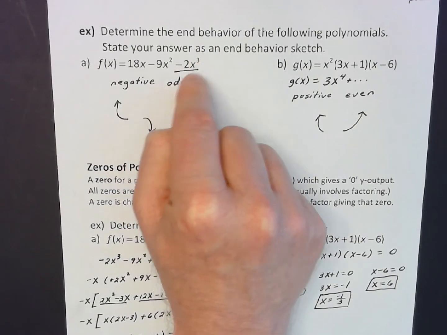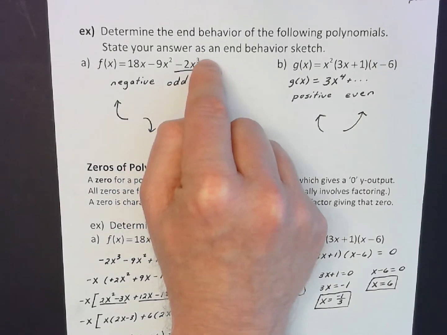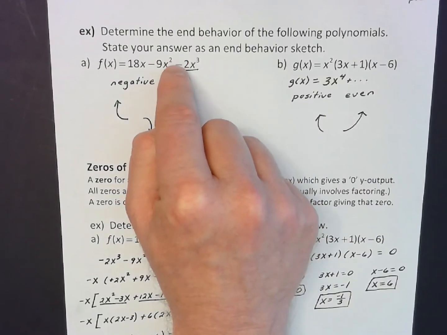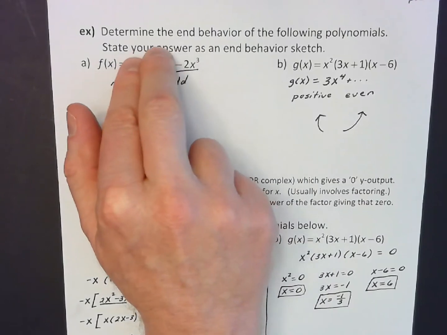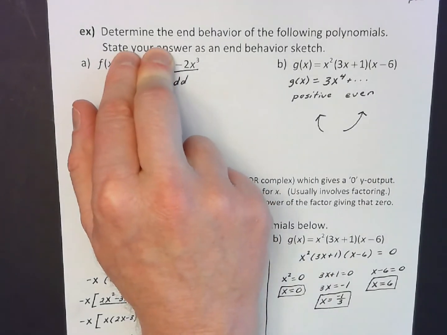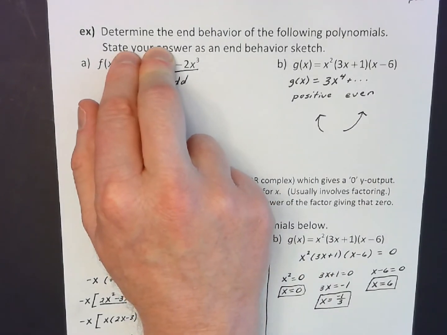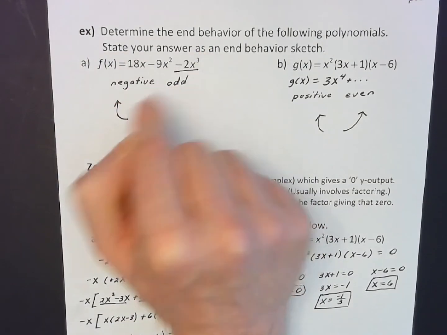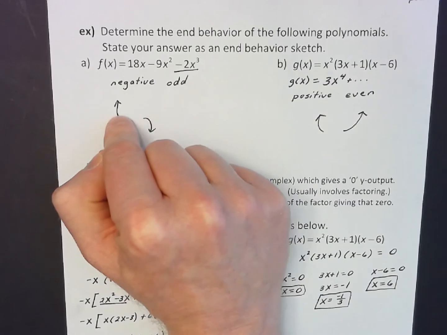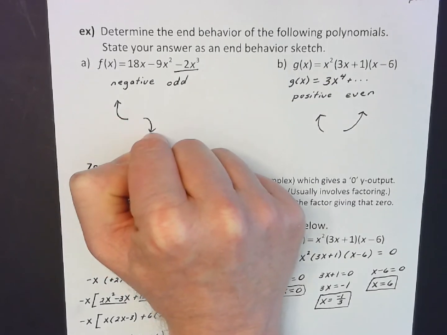So when I look at this, I can say, well, x cubed, that's an odd function, and this is going to be a negative odd function. In terms of the end behavior, I can just ignore the rest and say it's a negative odd function. Every negative odd function in existence is going to start high and finish low.